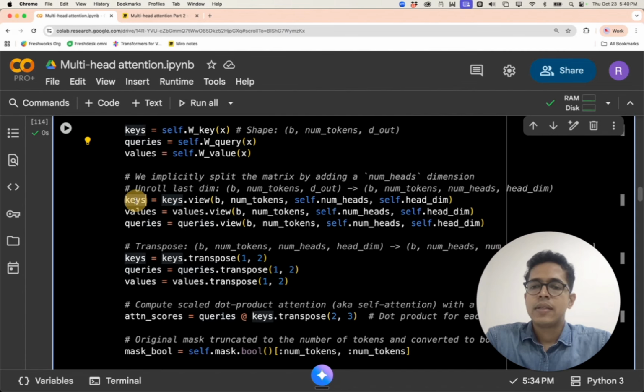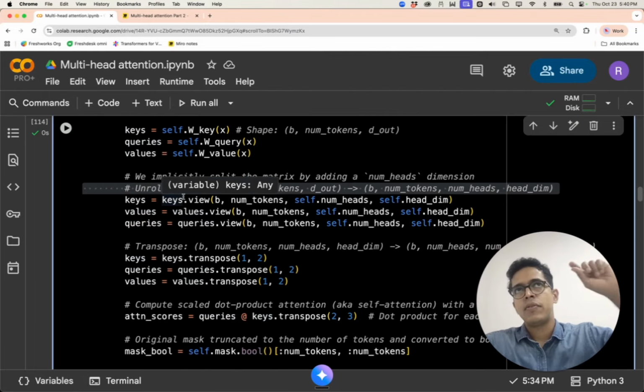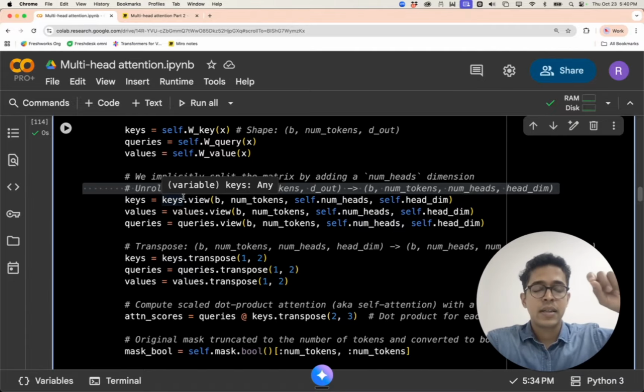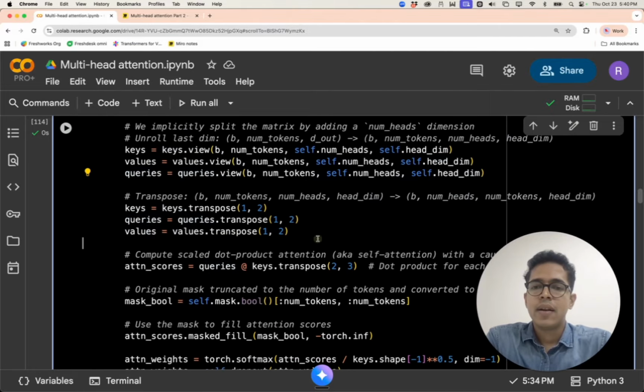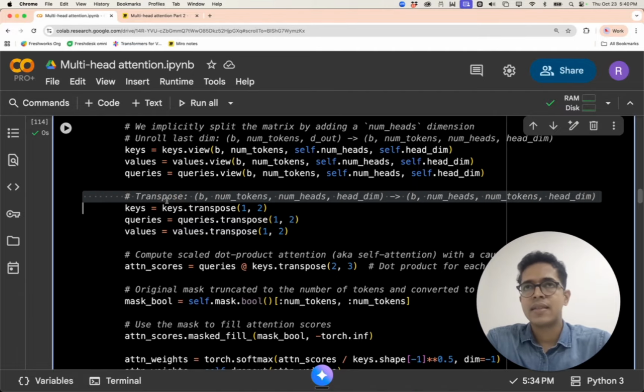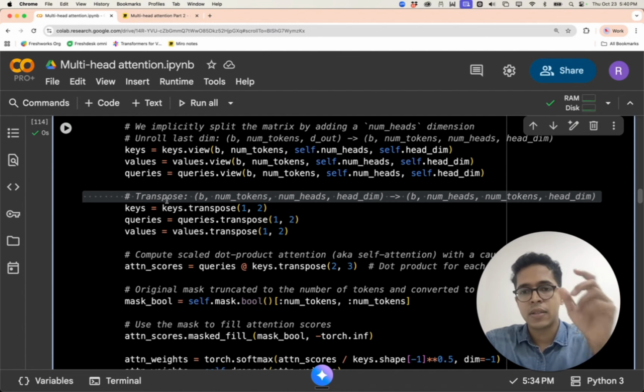And then what we are doing is, for key, query, and value, we are unrolling such that the last dimension, instead of being 6, will be the product of the number of attention heads and the dimensionality of the query-key-value space per attention head. So the last 2 dimensions will be number of heads and head dimensionality. Then we have to take the transpose. This transpose is taken such that we are grouping not based on tokens, but rather grouping the tokens based on heads. This also we discussed.